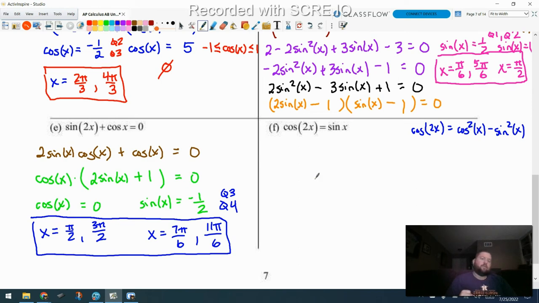All right, that would not be helpful to us because we would still have a cosine involved. And if I'm going to solve this, I need everything to be in terms of sine, so I can do something with this sine x over here. All right, so that doesn't work.